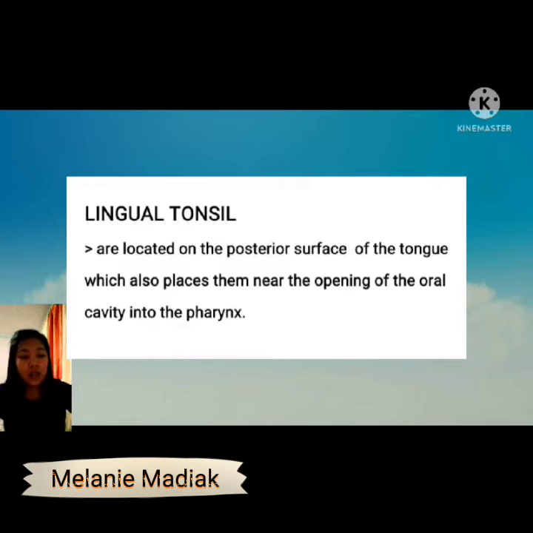Next is lingual tonsil. Lingual tonsils are located on the posterior surface of the tongue, which also places them near the opening of the oral cavity into the pharynx.